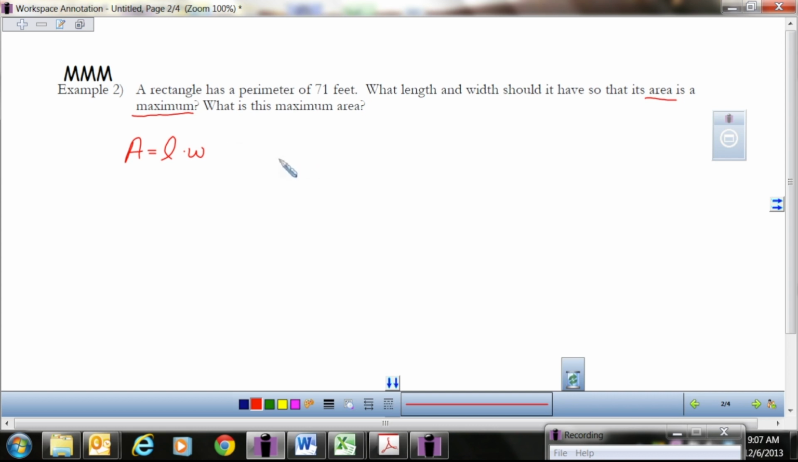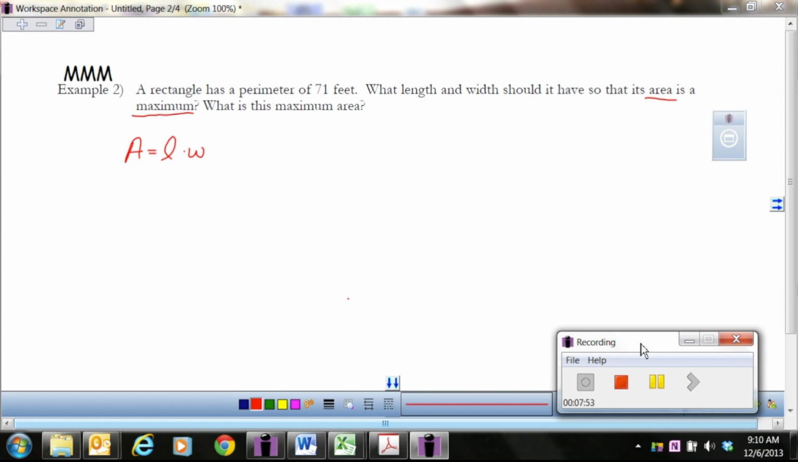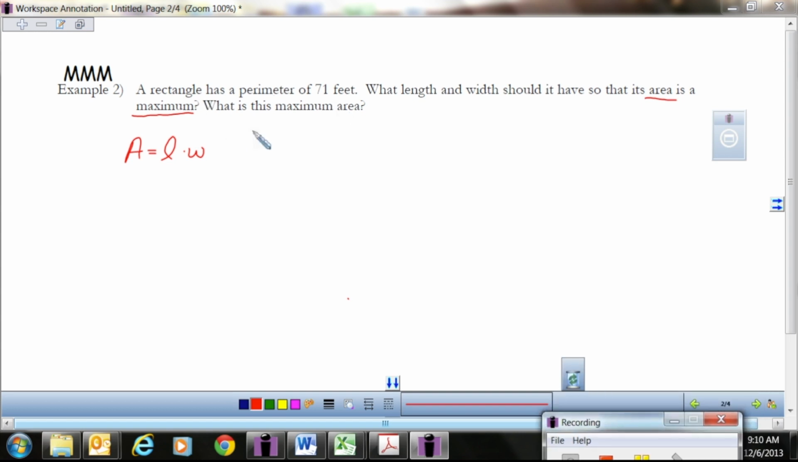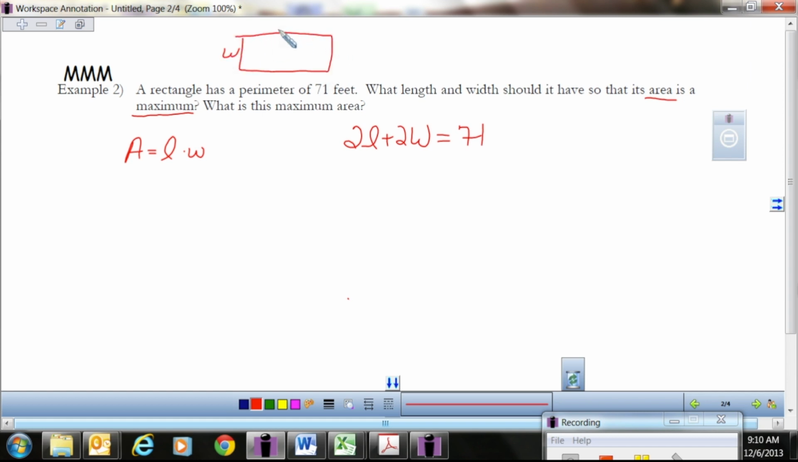So the next thing you do is you find what is the secondary. You must find that secondary equation. So you go find that extraneous information, and the perimeter is that extraneous information that has nothing to do with the area. So let's write the perimeter of a rectangle, and that's 2L plus 2W and equals 71. You might want to draw a rectangle and write W and L, and whatever you decide on these letters, you need to be consistent so that when you solve for one and put it in the other, it still makes sense.